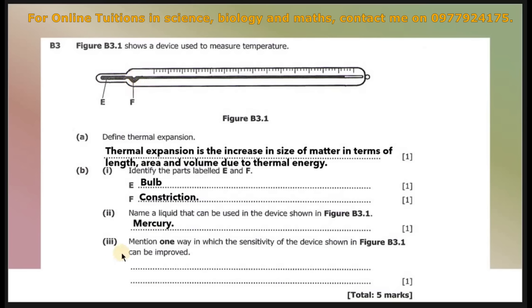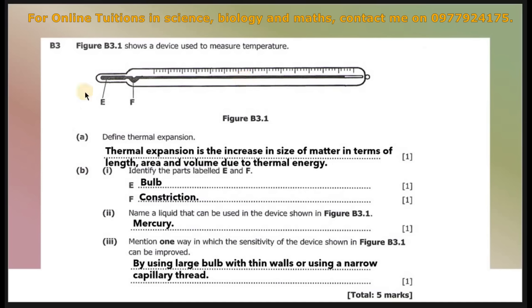Okay, then three, mention one way in which the sensitivity of the device shown in figure B3.1 can be improved. You can improve the sensitivity either by using a large bulb. So the bulb here should be large to increase the surface area. By using a large bulb with thin walls, and the walls must be thin, or using a narrow capillary tube. So this tube here should be narrow, so any change in temperature sensed here can result in a large movement of this capillary, making it very accurate.